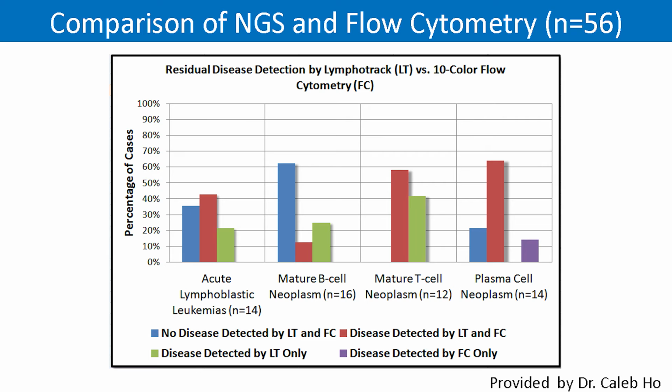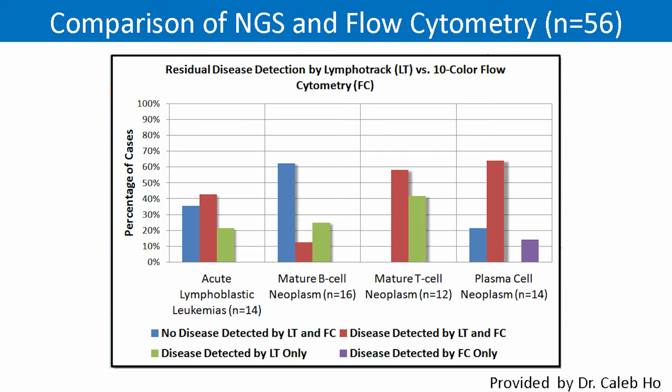And that's also quite a few cases, but in every single one of the diseases here, except for the plasma cell neoplasms that you see here, the LymphoTrack assay proved better in detecting minimal residual disease, detecting at least 20 to 30% more cases with minimal residual disease compared to the flow cytometry assays.